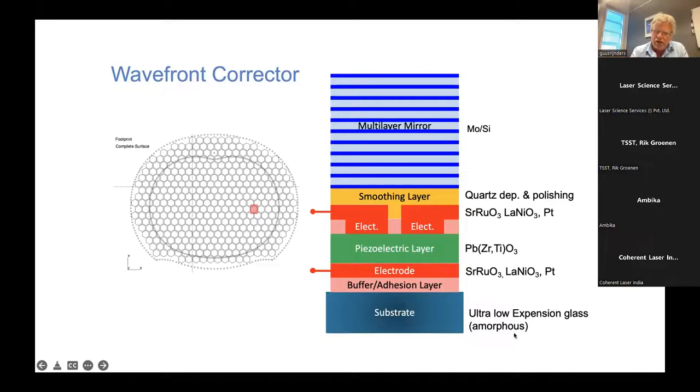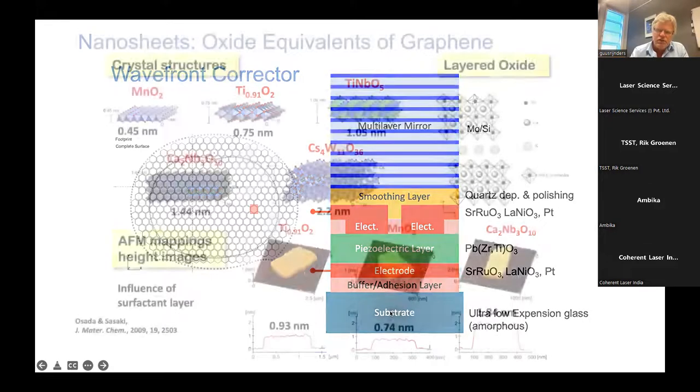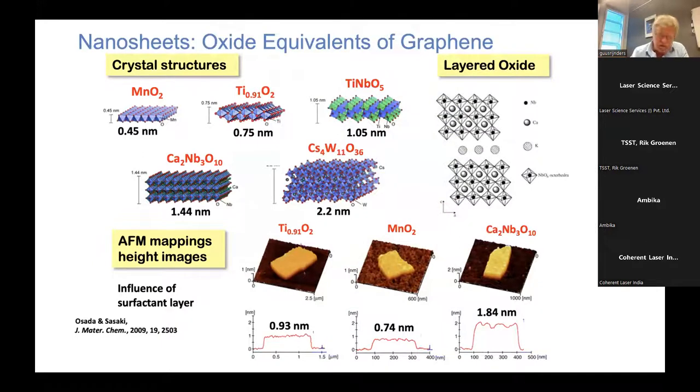But the most important thing here is that these mirrors are on top of glass, this ultra low expansion glass. And this is an amorphous substrate. So how do you get epitaxy on top of such an amorphous substrate? We used a trick using nanosheets. The sheets that we used are kind of the oxide equivalents of graphene. And we mainly use calcium niobate nanosheets. I cannot go into too much detail on how we fabricate them, but we can make these nanosheets, and by a Langmuir-Blodgett type of deposition, we can deposit the sheets on top of a substrate.